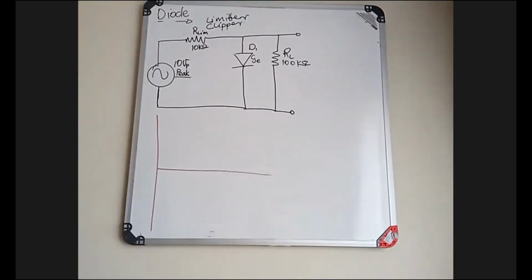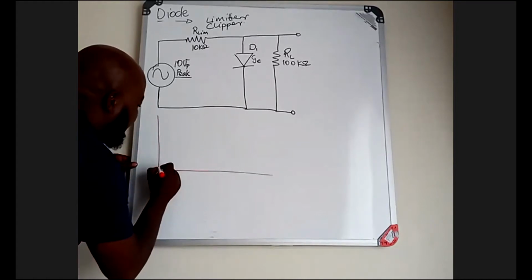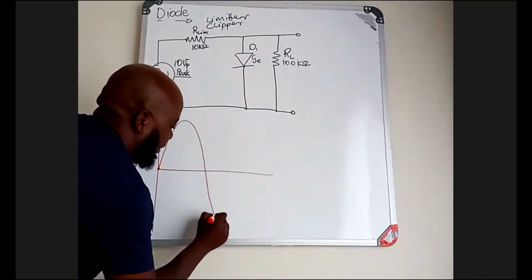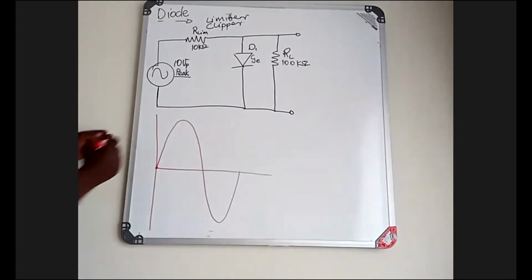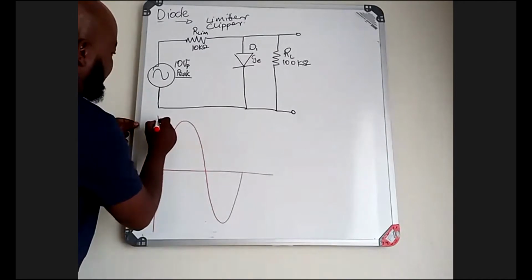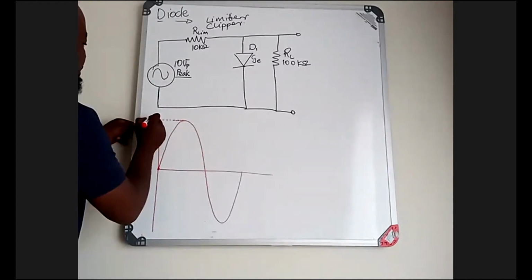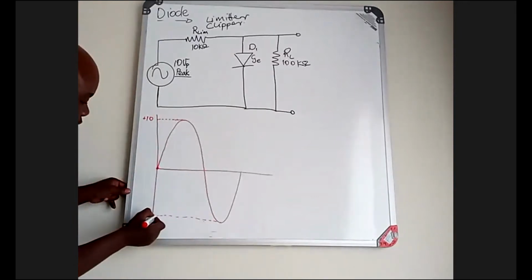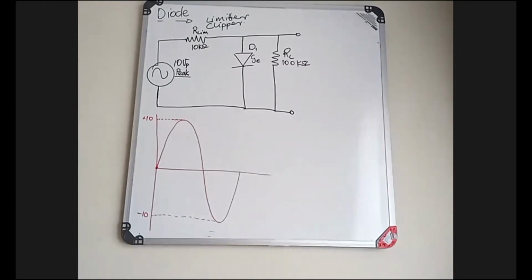Now, how is your input with respect to this? With your input, moving from 0 and gradually increasing, that is your sinusoidal sine wave, whereby you will have a maximum turning point of 10 volts peak, and then a minimum turning point of minus 10 volts peak.